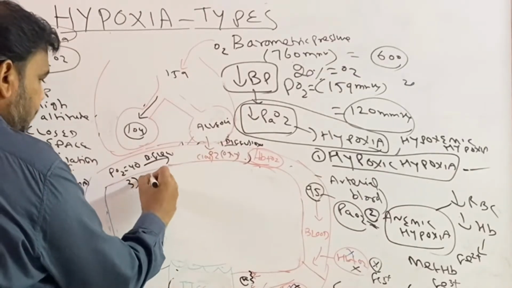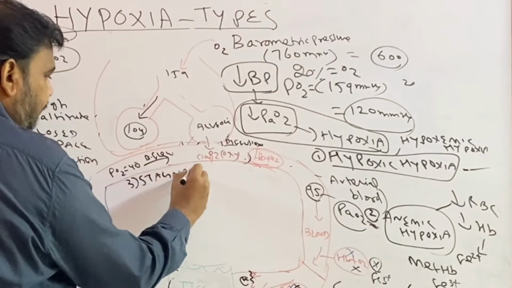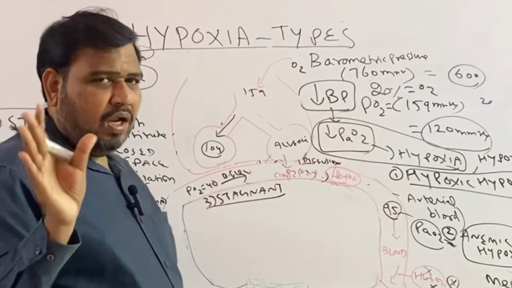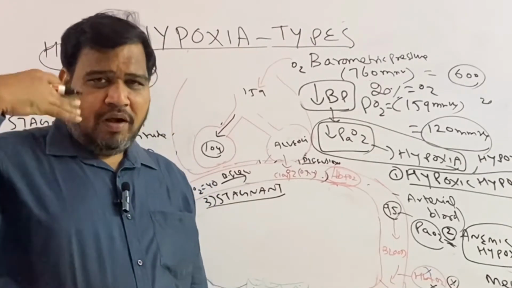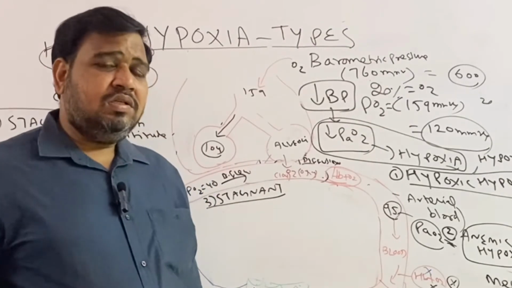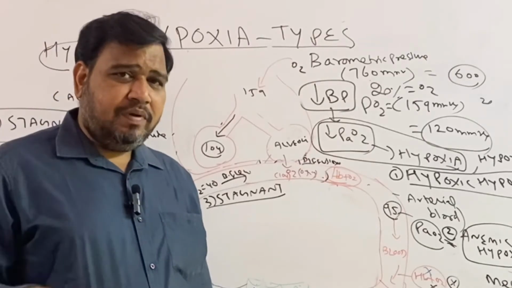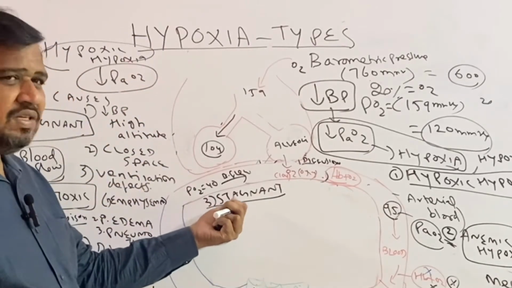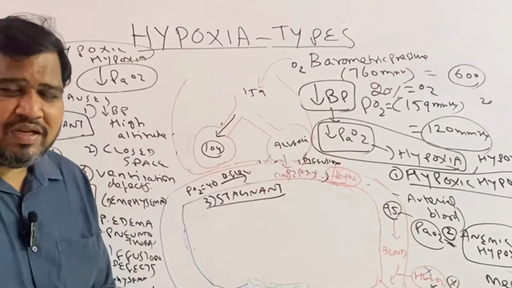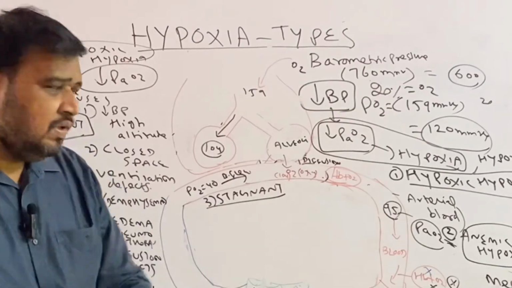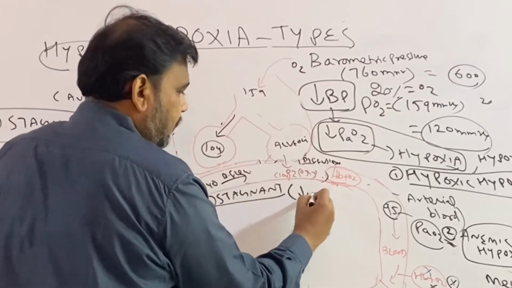Third one, stagnant. So we finished hypoxic hypoxia, or hypoxemic hypoxia, where the partial pressure of oxygen itself is less. The second type we discussed was anemic hypoxia. Now I am going to the third type of hypoxia, which is stagnant. As the name suggests, stagnant means staying, stasis, remaining at the same place, which is decreased blood flow.